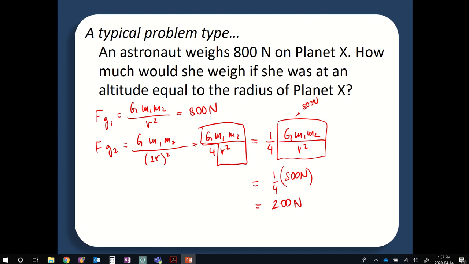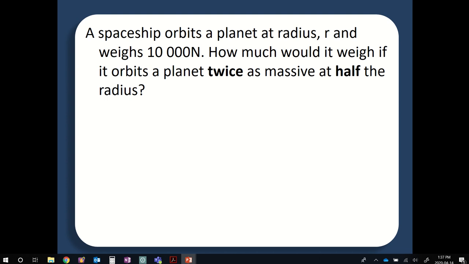So here's another very similar type of problem. This one says a spaceship orbits the planet at radius r and weighs 1,000 newtons. How much would it weigh if the planet it orbits was twice as massive and half the radius? So the mass is going to be twice as much and the radius is going to be half the distance.